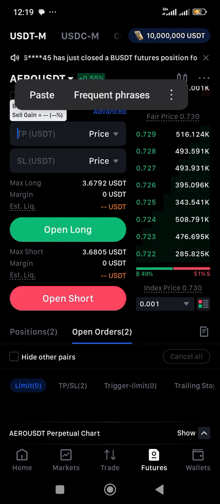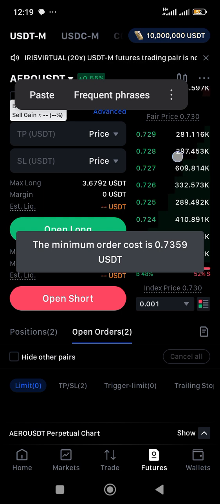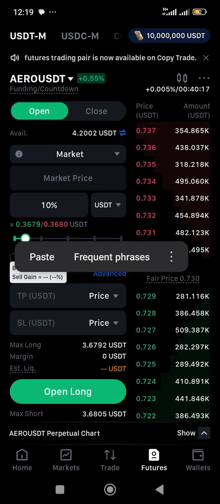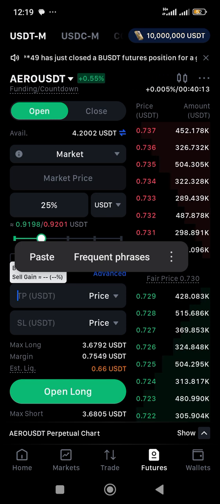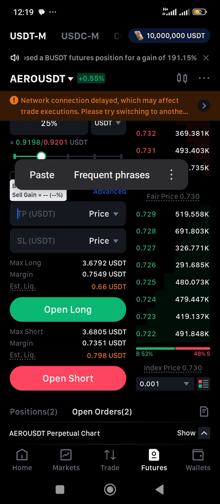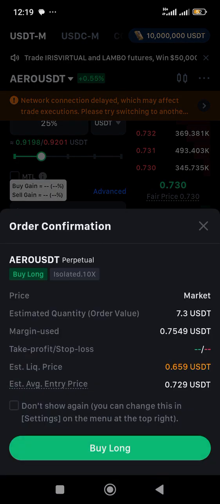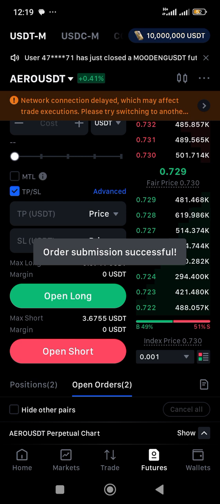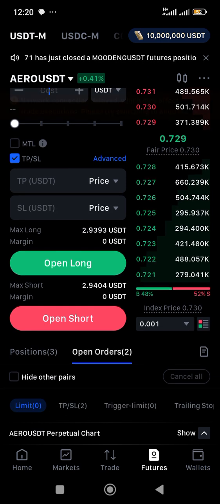So in this case we are going long, so I will now click on long. They said the minimum order cost is 0.7, so let's increase our margin. We have taken it to 25%. So let's now place the order. Okay, good. The order is successfully filled.